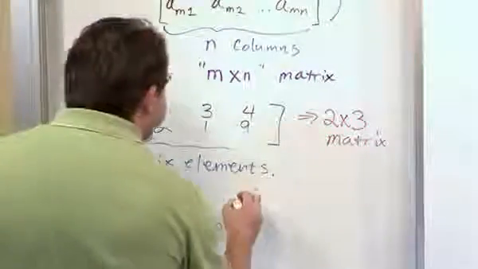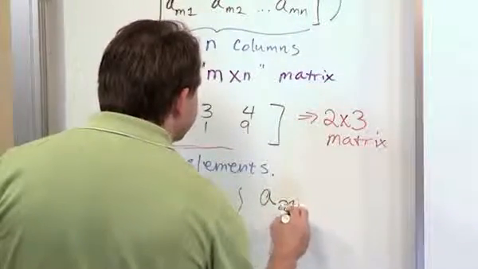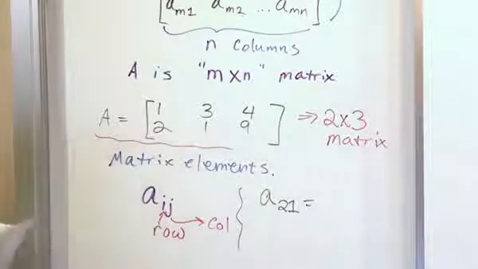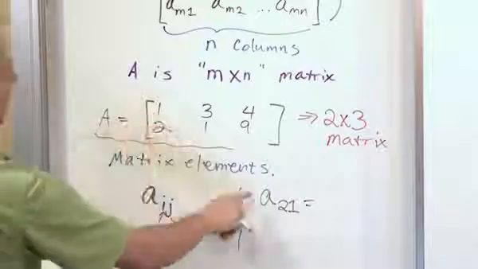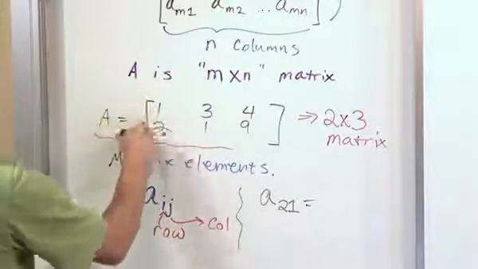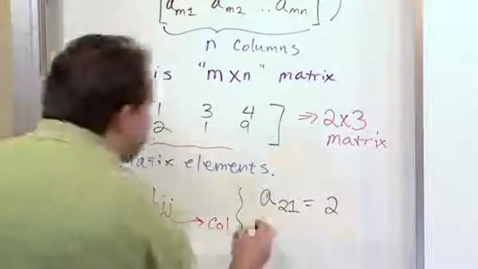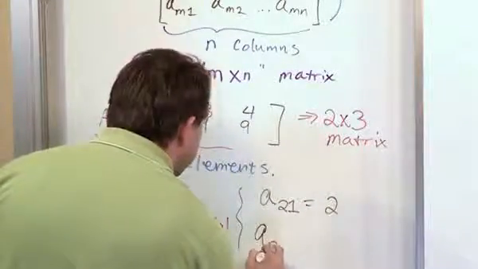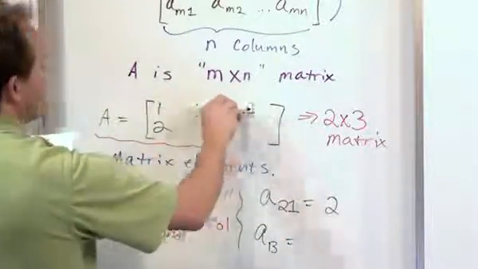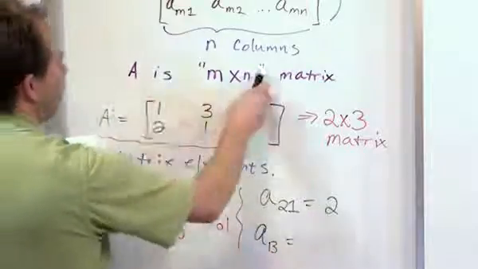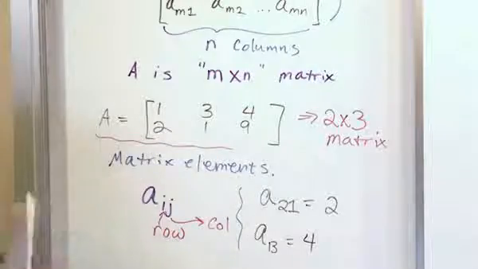So for instance, if I have element A21, what's that going to be equal to? Well, the first number is the row, so that's the second row, and the 1 is the column, so it's the first column. Second row, first column, A21 is going to be the number 2. Likewise, if I have A13, the first digit is for the row, so that's the first row right here. The second number is for the column, which is over here at the end, the third column, so that's going to be a 4.